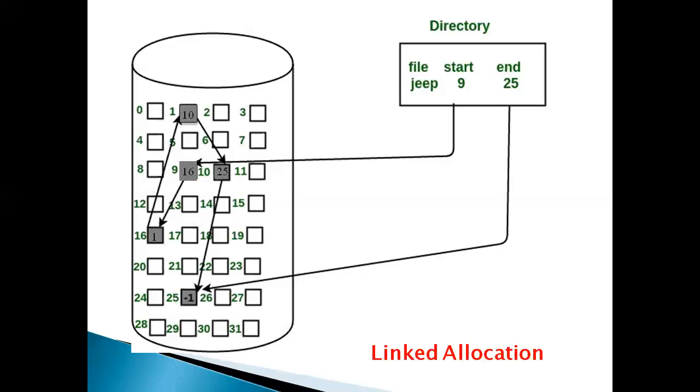So there are three disadvantages we are facing in the linked allocation. The first one is, to find the ith block of a file, we must start at the beginning of the file and follow pointers until we get to the ith block of the file. For example, if I want to find a particular block, I must start at the beginning of the file and follow the pointers until I reach the ith block. So that is one disadvantage.